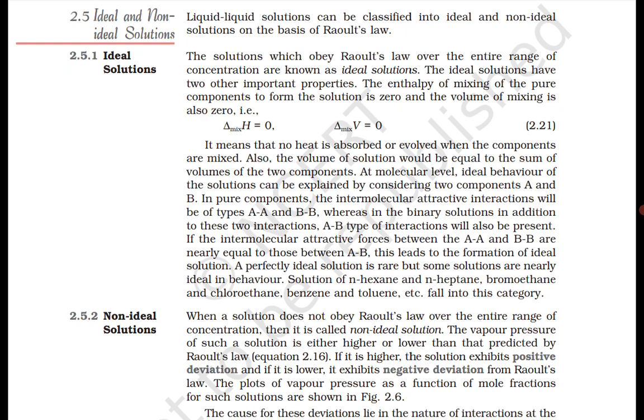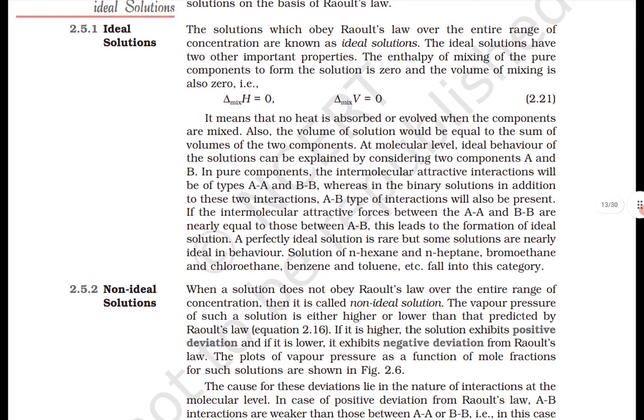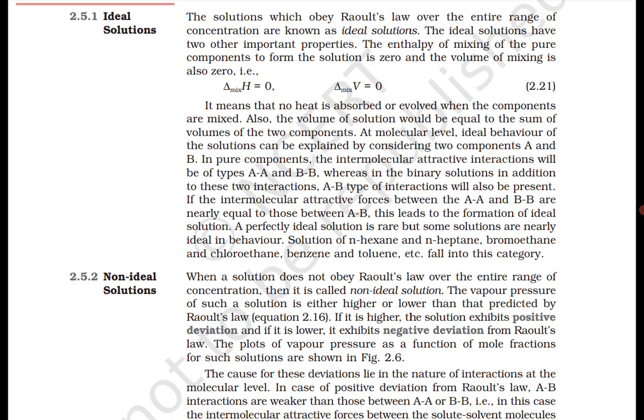At the molecular level, ideal behavior of the solutions can be explained by considering two components A and B. In pure components, the intermolecular attractive interactions will be of two types, A to A and B to B, whereas in the binary solution, in addition to these two interactions, A to B type of interaction will also be present. If the intermolecular attractive forces between A to A and B to B are nearly equal to those between A to B, this leads to the formation of the ideal solution.